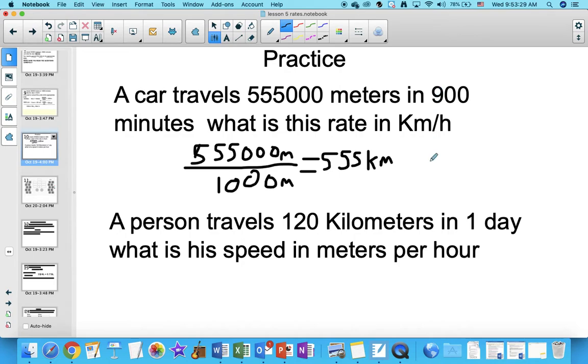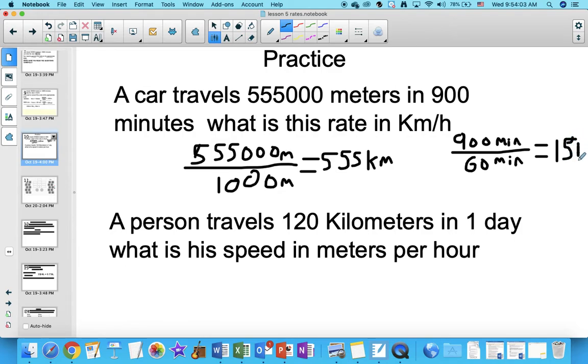Now we need to do the same thing for the 900. So we go 900 minutes over, okay, well, I want to convert it into hours, so we know that 60 minutes are in an hour, right? And so I need to find out how many hours fit into 900 minutes. So I just divide it to get 15.